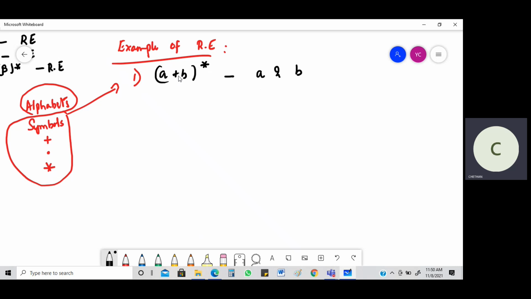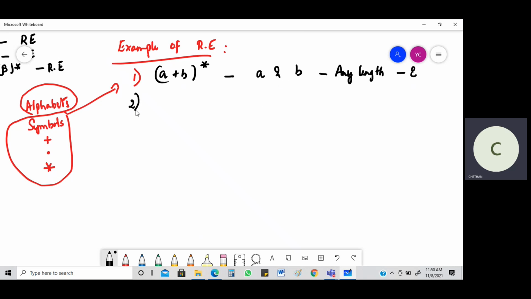See, what is the meaning of plus? Plus means union. Union means it will be having a also and b also. Set of strings having a and b of any length. Can I say very clearly any length? Yes, it can be of any length, including epsilon, because you have a star symbol here. So including the epsilon, which is nothing but a null string also, it is a set of strings of a's and b's of any length, including the null string.